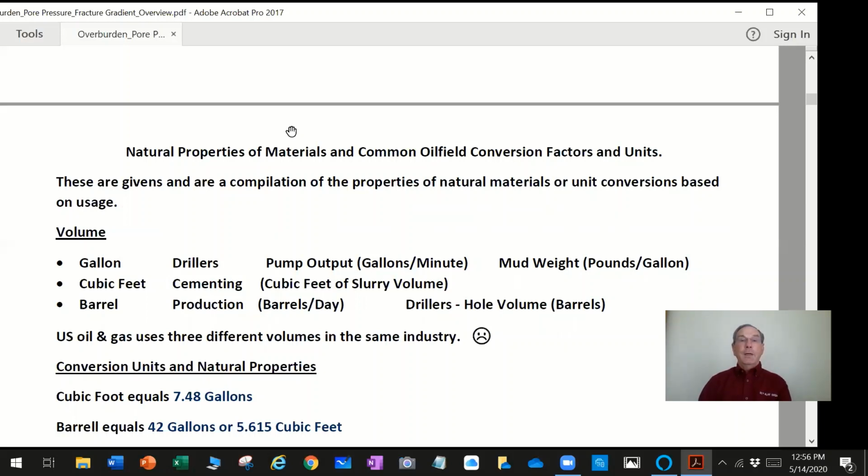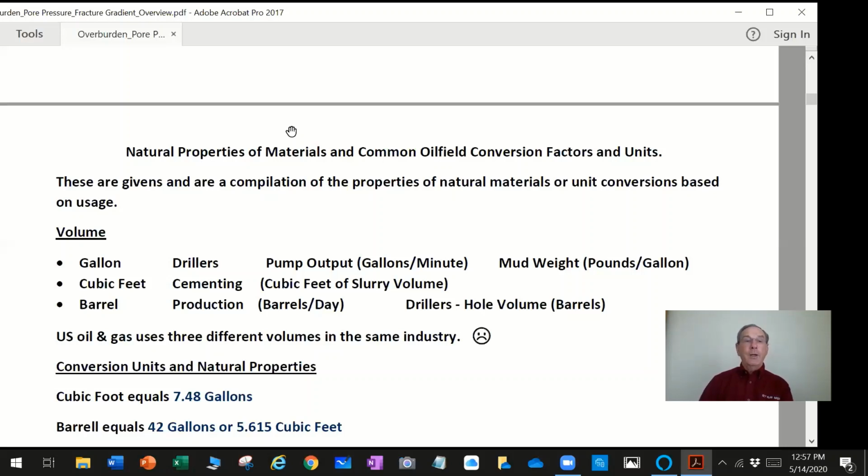Some volume units that we use in the oil and gas industry here in the U.S. are, first, the gallon. Drillers deal with pump output in gallons per minute. We also deal with mud weight in pounds per gallon. We also use cubic feet as a volume, so cementers typically will calculate slurry volume in cubic feet. And then in production operations, we use a volume unit of barrel, for barrels of production per day. And likewise on our morning reports, we'll use well volume in barrels, which seems a little bit confusing.